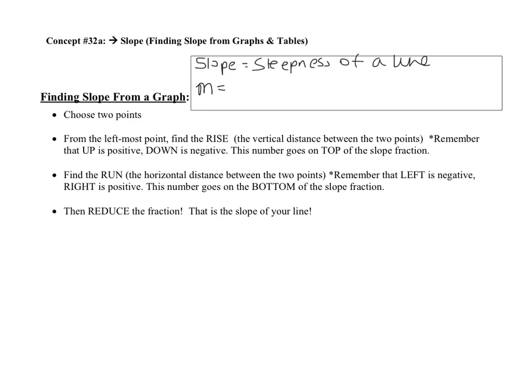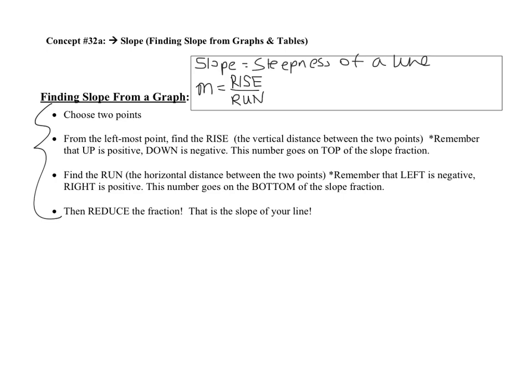We measure the slope by counting the rise, how far up or down we go, over the run, how far left or right we go, to get to the next point, right? When we are finding the slope of a line, we choose two ordered pairs or two points on the line, and then we pick one of those points and count how far up or down we have to go to get to the next point, and then how far left or right we have to go.